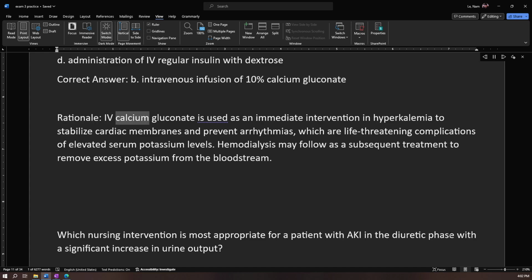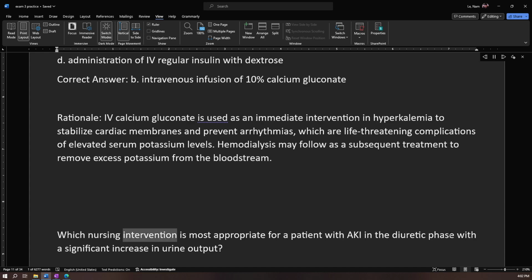Rationale: calcium gluconate is used as an immediate intervention in hyperkalemia to stabilize cardiac membranes and prevent arrhythmias, which are life-threatening complications of elevated serum potassium levels. Hemodialysis may follow as a subsequent treatment to remove excess potassium from the bloodstream.